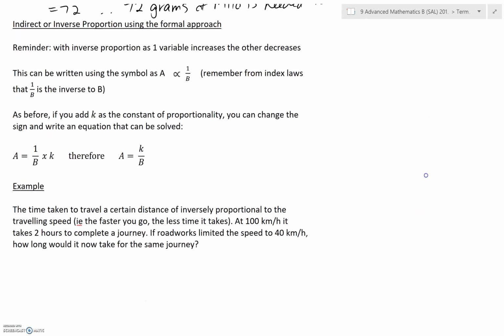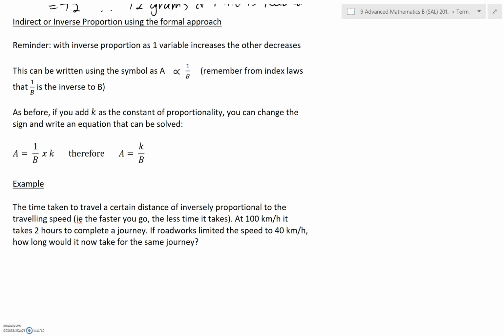Okay, so just a reminder that inverse proportion or indirect proportion is as one variable increases, the other decreases. So like the equation we had before, which was A is directly proportional to B, this time we can write it as A is directly proportional to 1 over B. Because if you remember from when we did index laws, 1 over B is the inverse of B. So that means the minute you've got an equation like that, we're talking about inverse or indirect proportion.